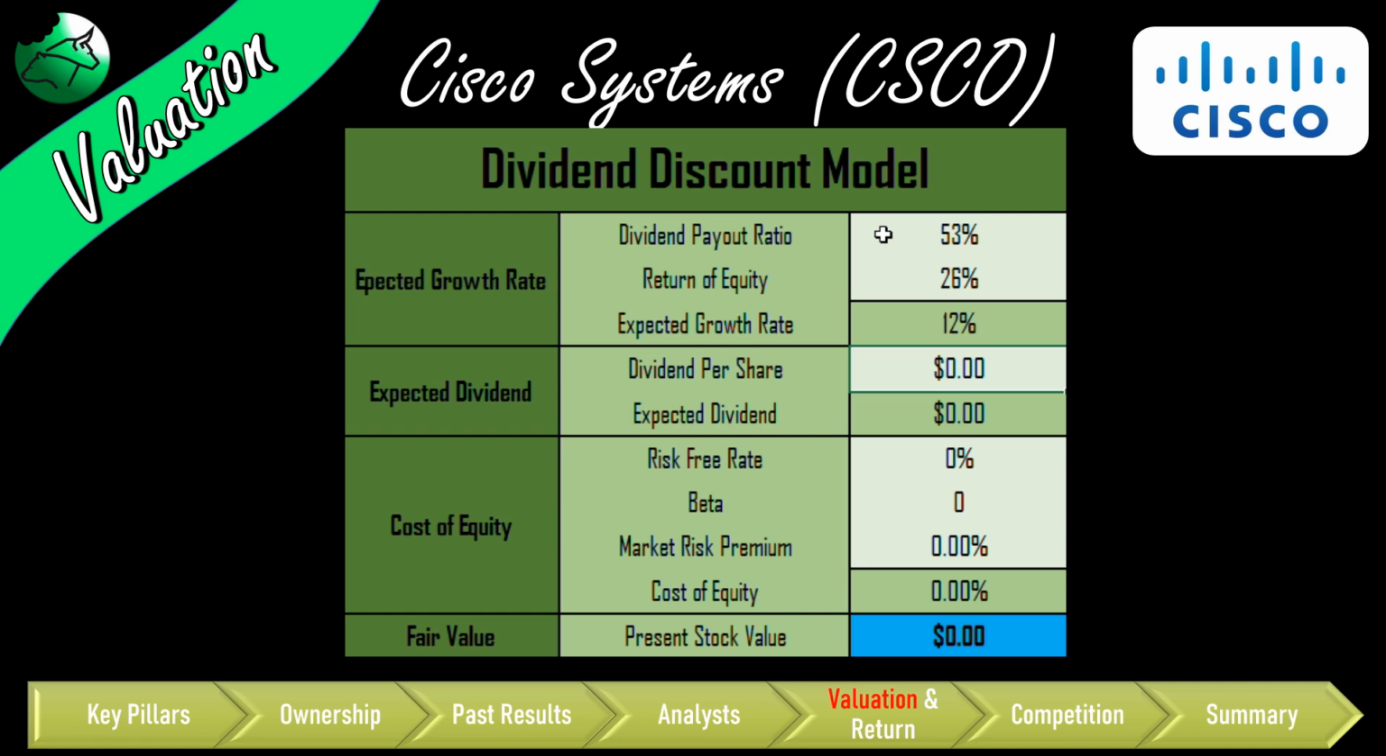We then plug in the dividend per share of $1.57 and use the expected growth rate to calculate the expected dividend, which is $1.76. After that, we add our risk-free rate of 15%, the current beta of 0.85, and the market risk premium, which is 4.35%. This gives us a total cost of equity of 18.70%. And finally, we can use the expected growth rate, expected dividend, and cost of equity to calculate our present stock value, which is about $27.